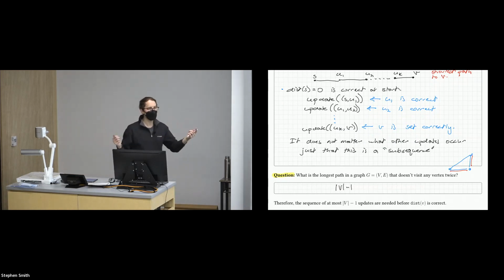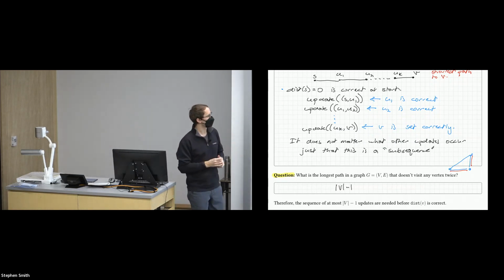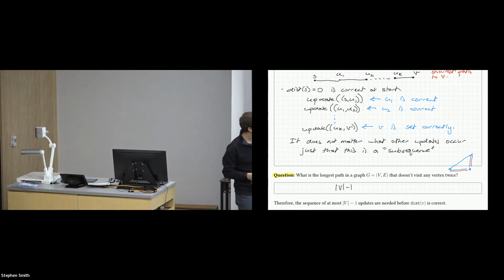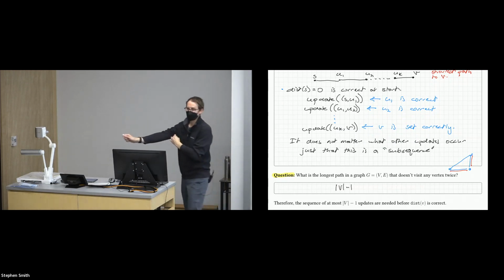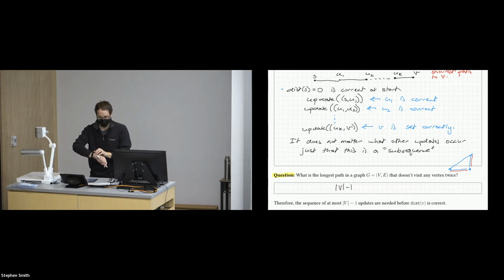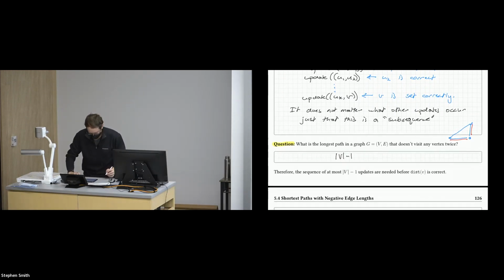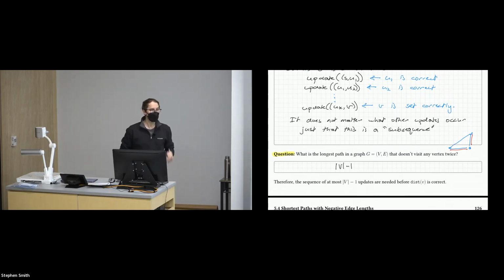So any shortest path uses at most V minus 1 edges. That means if I need at most this V minus 1 sequence of updates to get the distance set correctly. So why don't we take a 5-minute break, because we've gone 40 minutes now, and then we'll come back to this.